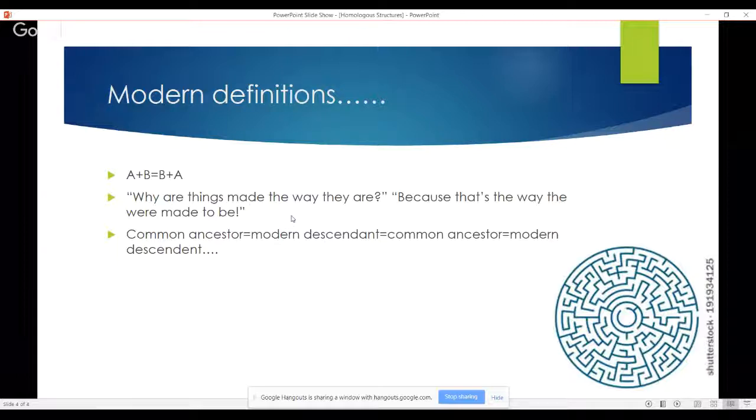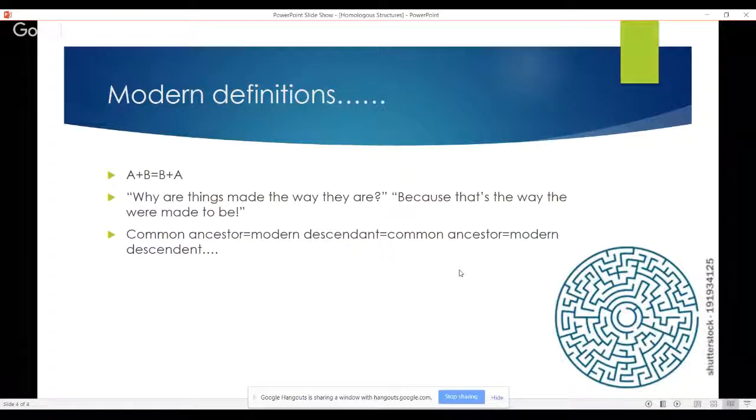Another example could be in a conversation. This might happen between a kid and an adult, where the kid asks, why are things made the way they are? And then the adult says, because that's the way they were made to be. He just restated the question in a statement form. He didn't actually answer it. So the way that we do this in modern days is we say, okay, there was a common ancestor, and the modern descendant, the homologous traits is from a common ancestor, and that leads to a modern descendant.